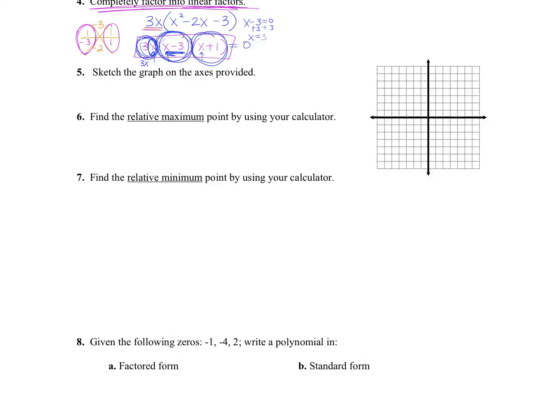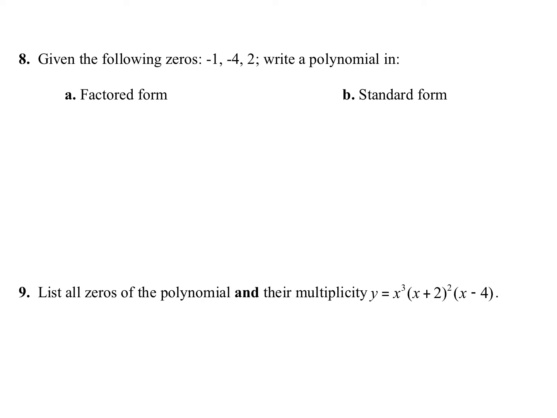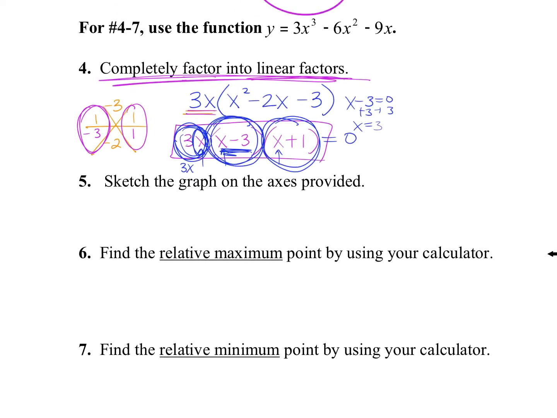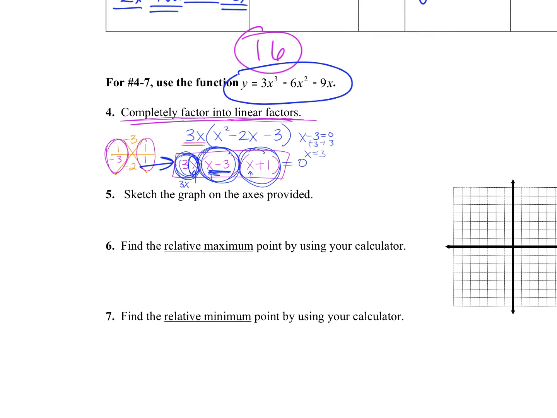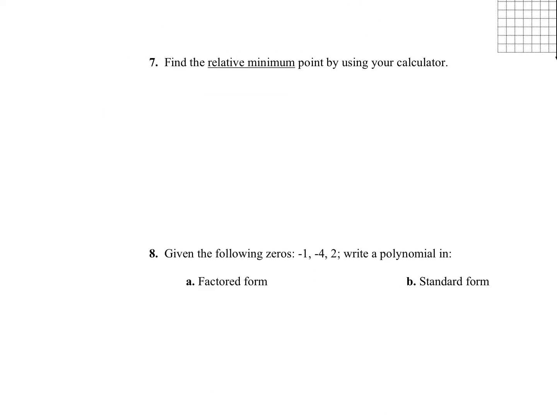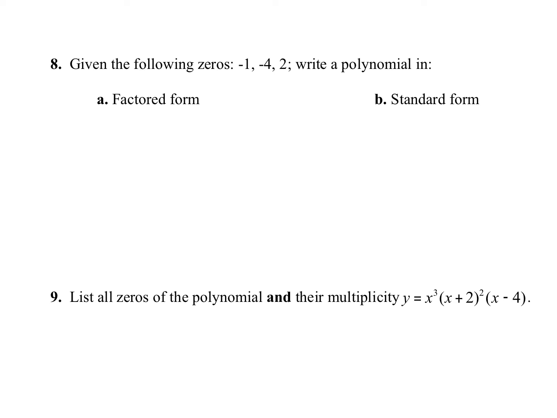Okay, so we'll sketch that and do the max and min in a little bit. Number 8 is a little bit backwards, right? Given the following zeros, negative 1, negative 4, and 2, you're going to write a polynomial in factored form and then in standard form. Factored form is going to look like what we just did up here, right? This is the factored form. Standard form is going to look more like this. Okay, so how do we do this in factored form? If our zeros are negative 1, negative 4, and 2.